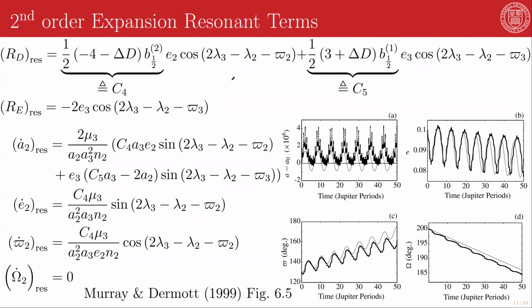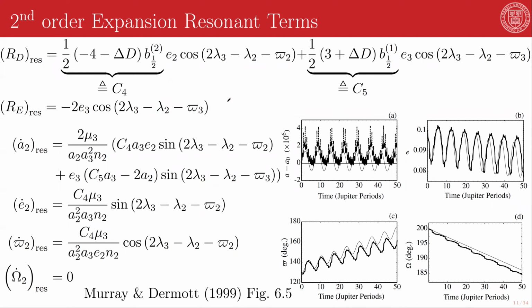Just as we did for the secular perturbations, we catalog all of our new terms, giving their coefficients new names, C4 and C5, in addition to the C1, C2, and C3 that we had for the direct part of the secular perturbations. These two new terms define the resonant direct part of the disturbing function, and now we have a non-zero indirect part for the resonant perturbation of this form.